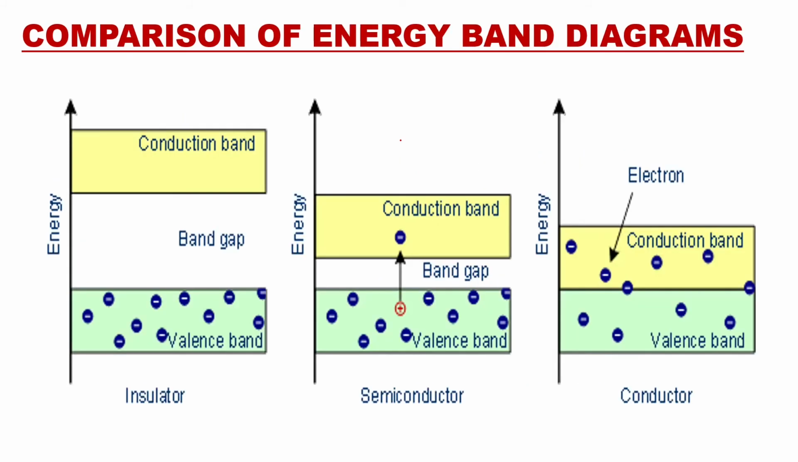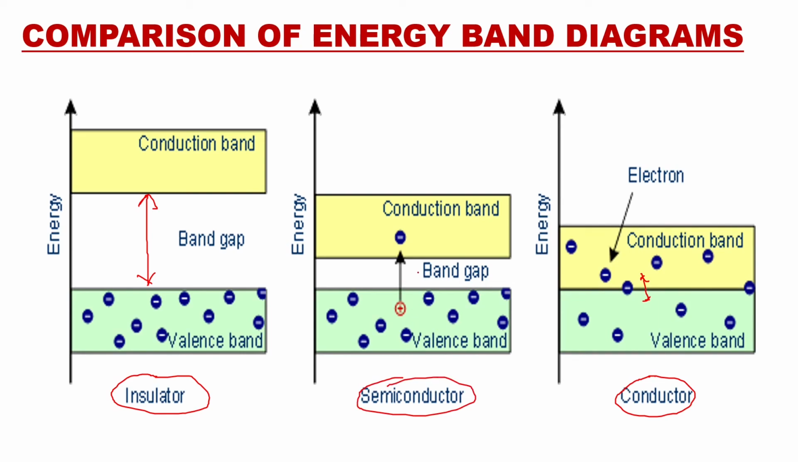So if you compare the energy band diagrams for insulators, semiconductors, and conductors, as we have seen earlier, for an insulator, the energy gap is very large. There will be no free electrons at all. So there is no chance of electric current to flow. Whereas if you see for a conductor, the valence band and conduction band overlap each other. There are many free electrons available and current can flow easily here. Similarly, in a semiconductor, you see a small energy gap as compared to insulator and conductor.